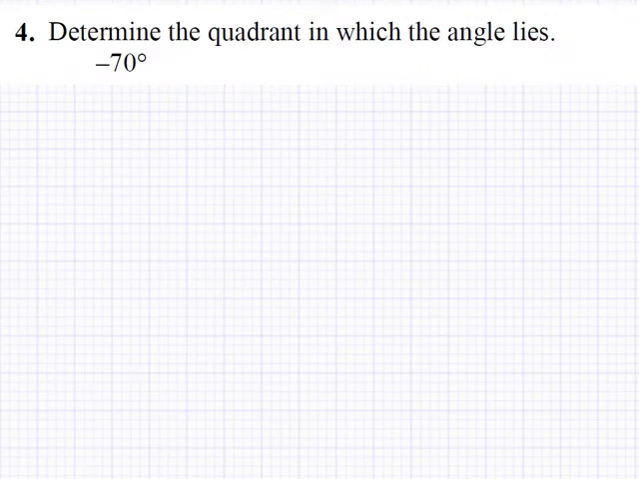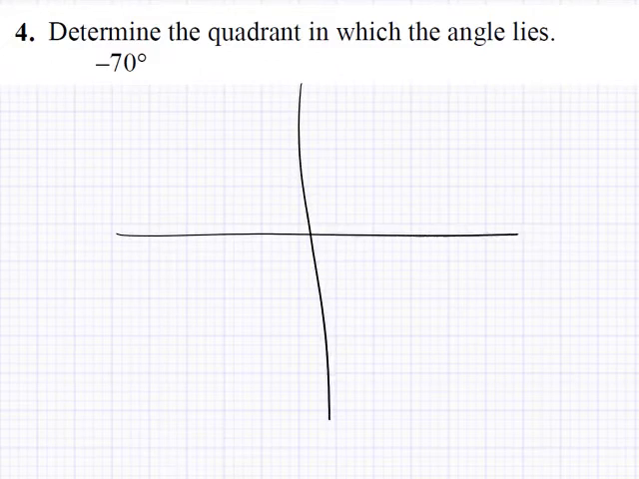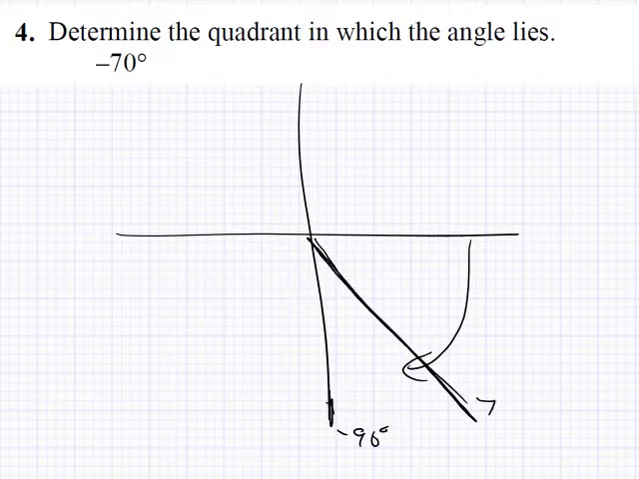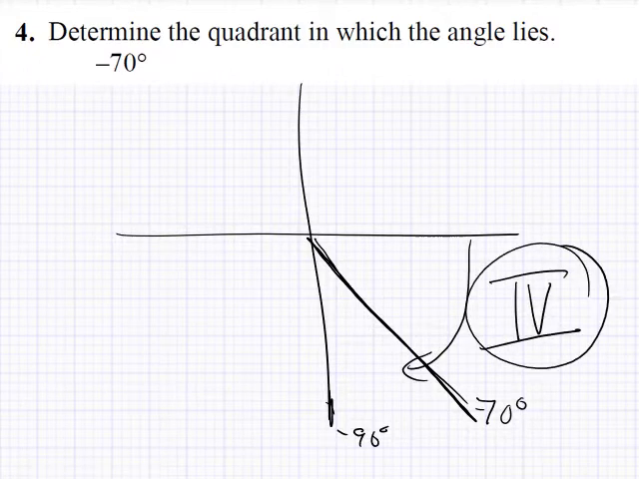All right, if we want to figure out what quadrant -70 degrees is in, if we're going negative, we would have to go this direction. We'd have to go clockwise. If we go a quarter turn, we get to -90 degrees. So -70 would have to be in here. And that would tell us we're in quadrant 4.